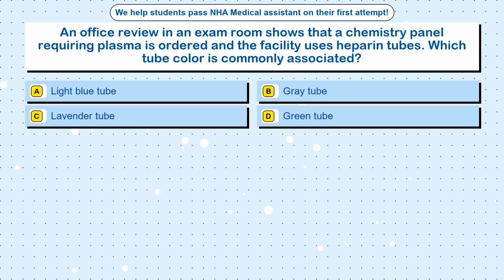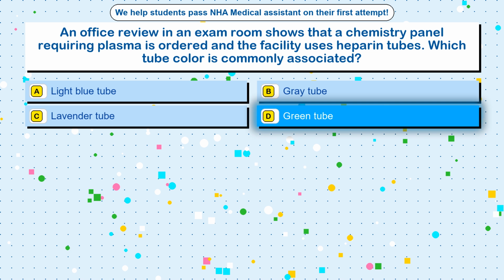Question 60. An office review in an exam room shows that a chemistry panel requiring plasma is ordered and the facility uses heparin tubes. Which tube color is commonly associated? Option A, light blue tube. Option B, gray tube. Option C, lavender tube. Option D, green tube. The correct answer is option D, green tube.